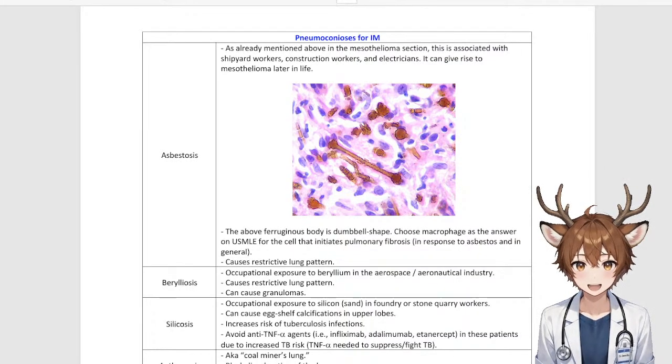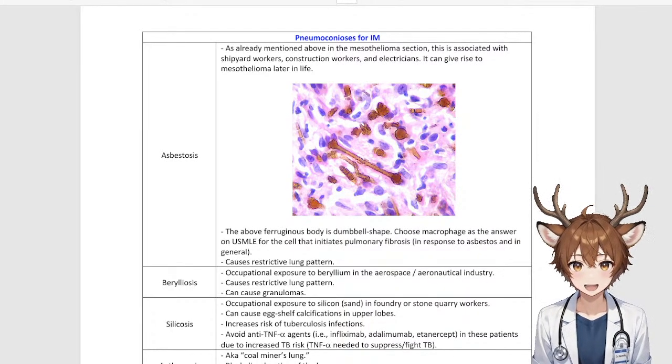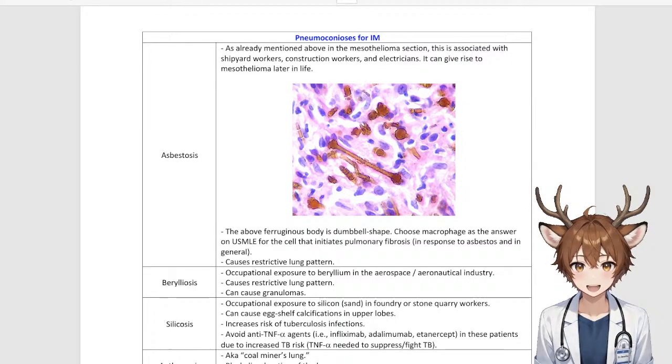Berylliosis. Occupational exposure to beryllium in the aerospace aeronautical industry can cause restrictive lung patterns and can cause granulomas.